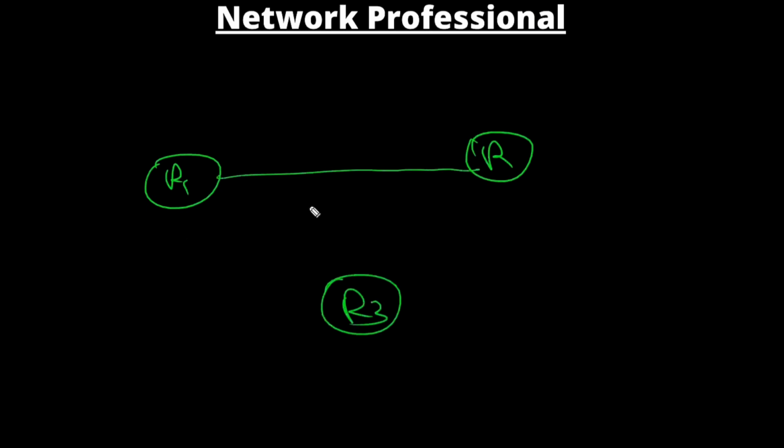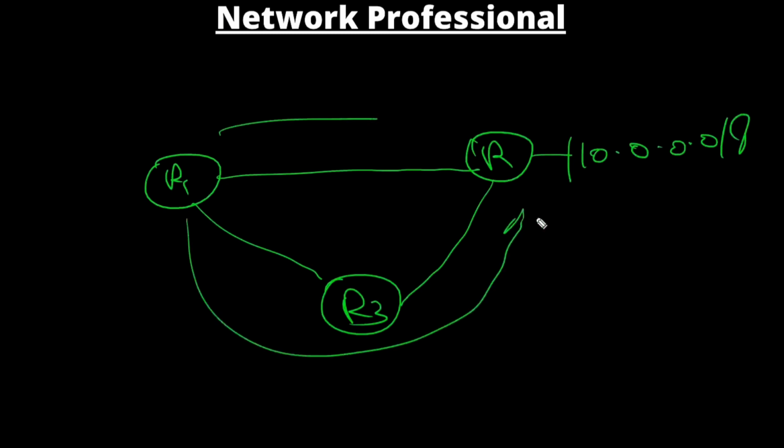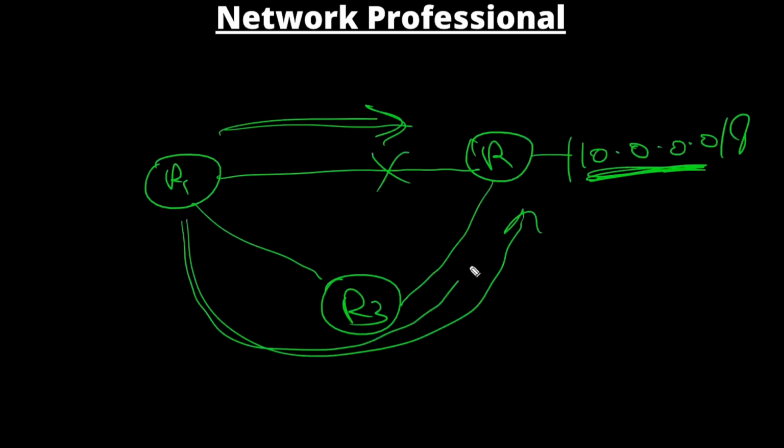Suppose we have a network like this: R1, R2, and R3, and here is one network, 10.0.0.0/8. For R1, there are two paths to reach this network. If the network engineer configured this path to reach the 10 network, and after some time this link goes down, then again the network engineer has to manually configure the other route. But in dynamic routing, the router will automatically calculate this prefix, this route, if this link goes down.